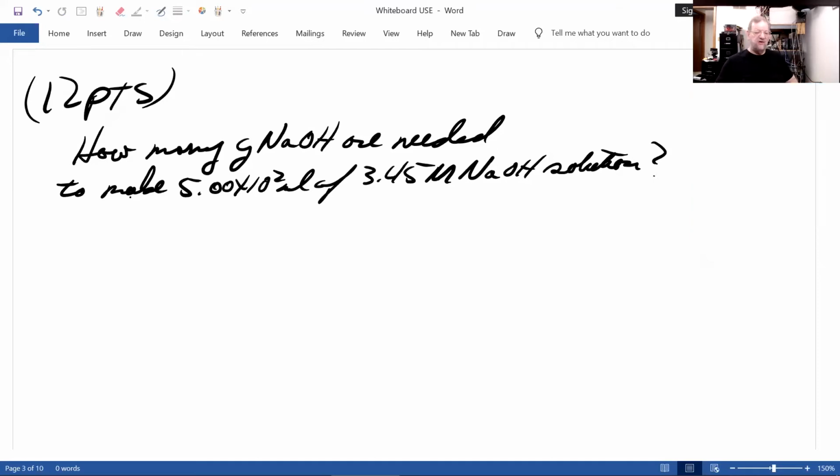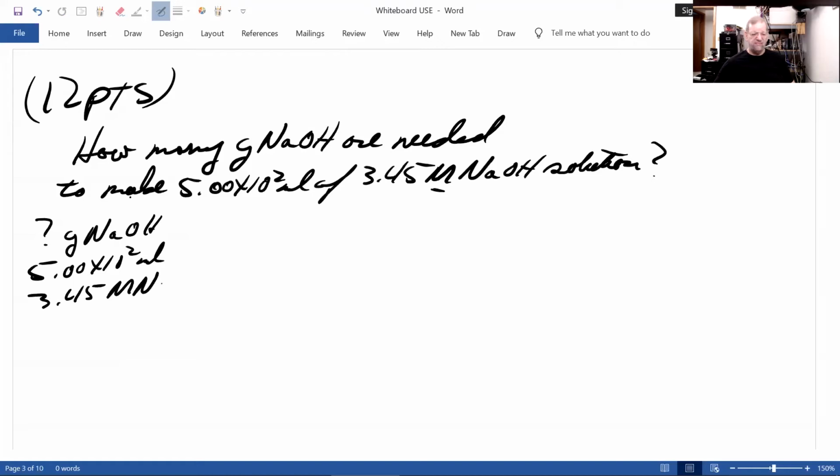How many grams of NaOH, sodium hydroxide, are needed to make 5.00 times 10 squared, which is 500, but the 3 significant figures, milliliters of a 3.45 capital M, that's important, NaOH solution. So what are we trying to find? Grams of NaOH. What are we given? How many milliliters of solution we're needing to make. We're also given this. And what does this mean? Capital M tells you molarity, which is moles per 1,000 milliliters. So we're trying to make this, 3.45 moles of NaOH per 1,000 milliliters.